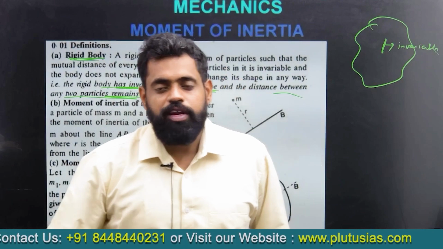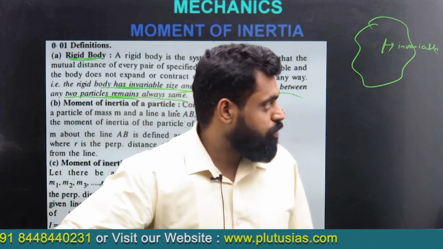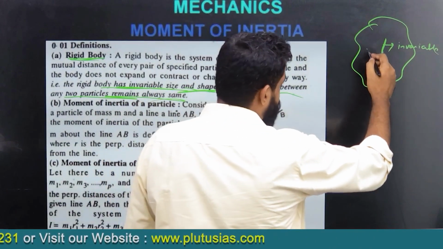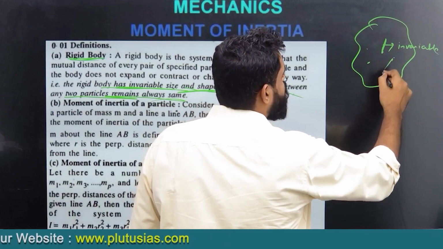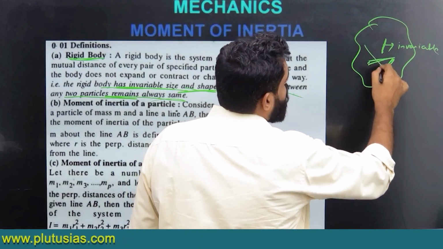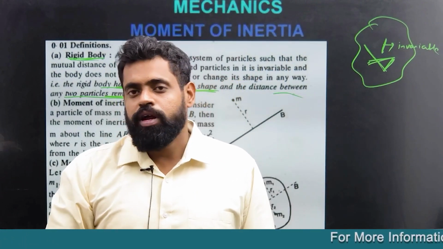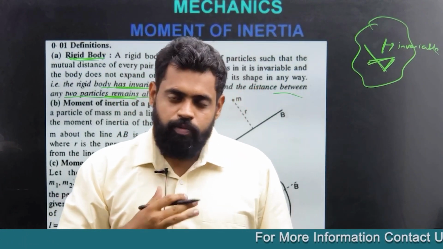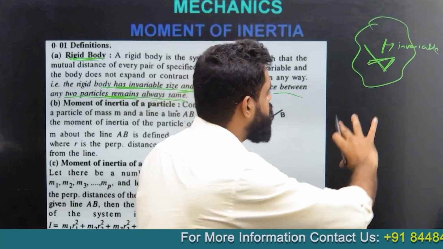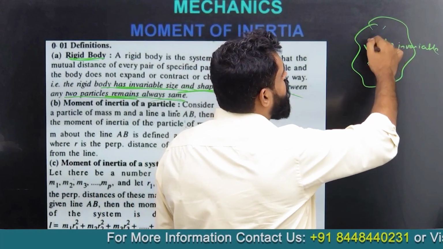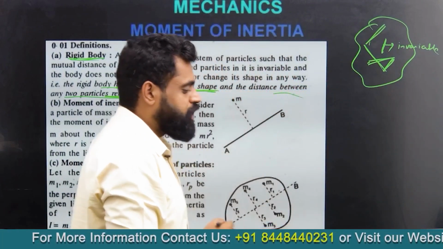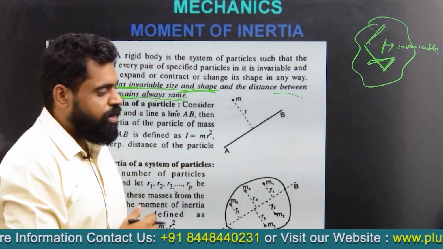So the distance between any two particles in this, as I told you, is always the same. So you don't have to worry about the shape and the size, that won't change. If the distance between two particles would change, only then would the shape change. So that's the definition of a rigid body.